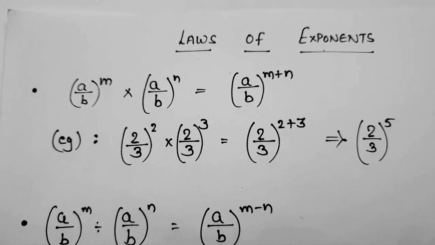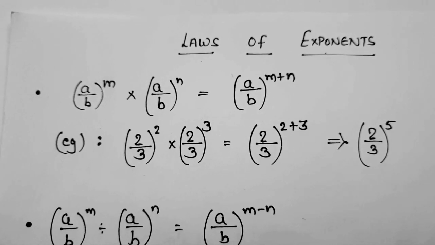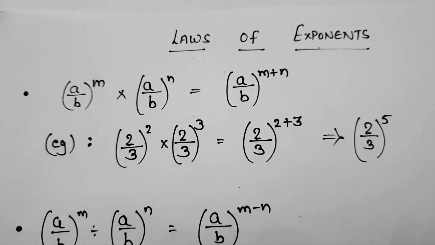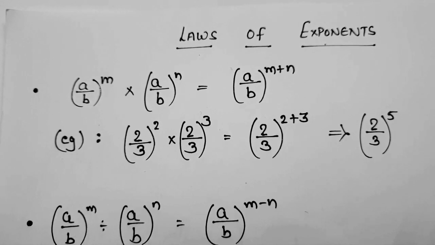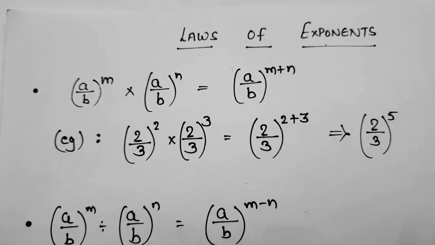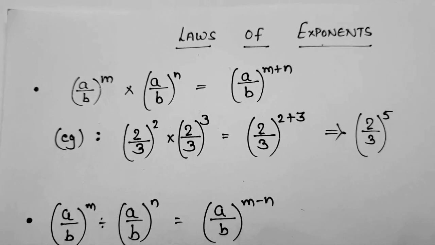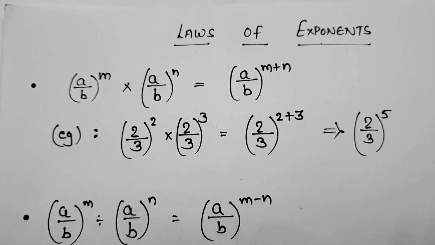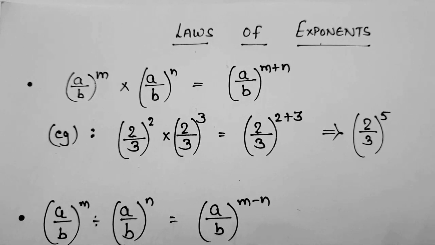Rule number 1 says, in the case of multiplication, if the bases are same, then we will take bases common and their powers will be added. So rule number 1 is like (a/b)^m into (a/b)^n. We will take bases common and their powers will be added. So we did it accordingly: (a/b)^(m+n). Okay, let's see the example to make it more clear.